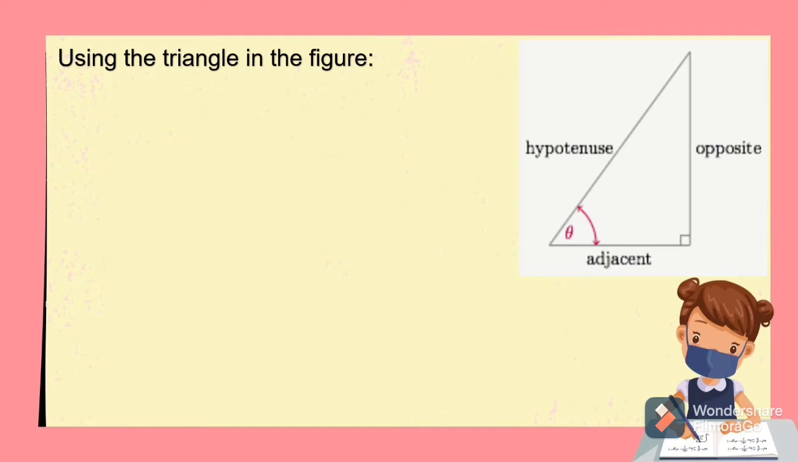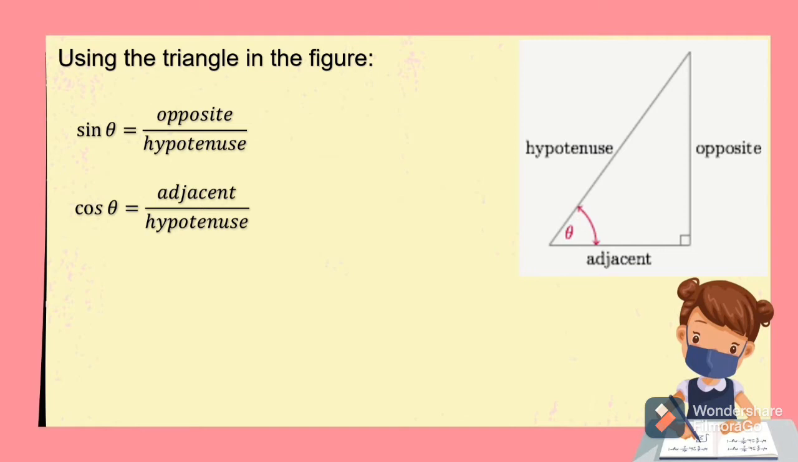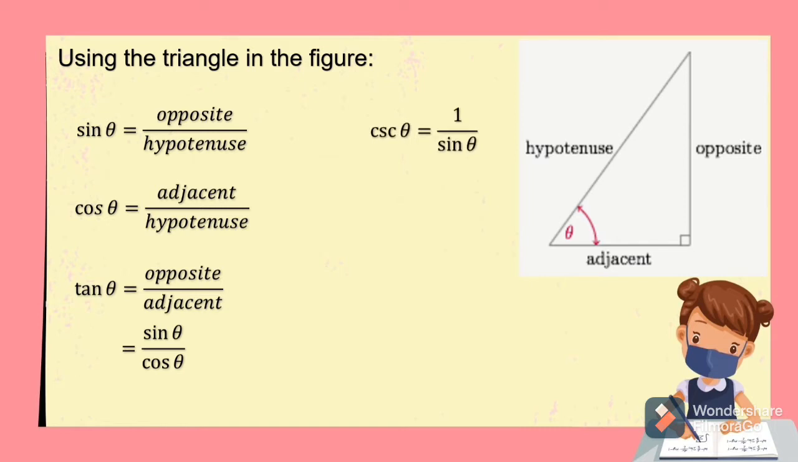Using the triangle in the figure, to find sine theta, we have opposite over hypotenuse. For cosine theta, we have adjacent over hypotenuse. For tangent theta, we have opposite over adjacent, or it is also equal to sine theta all over cosine theta. For cosecant theta, it is the inverse of our sine theta, so that is equal to 1 over sine theta. That is also equal to hypotenuse over opposite.